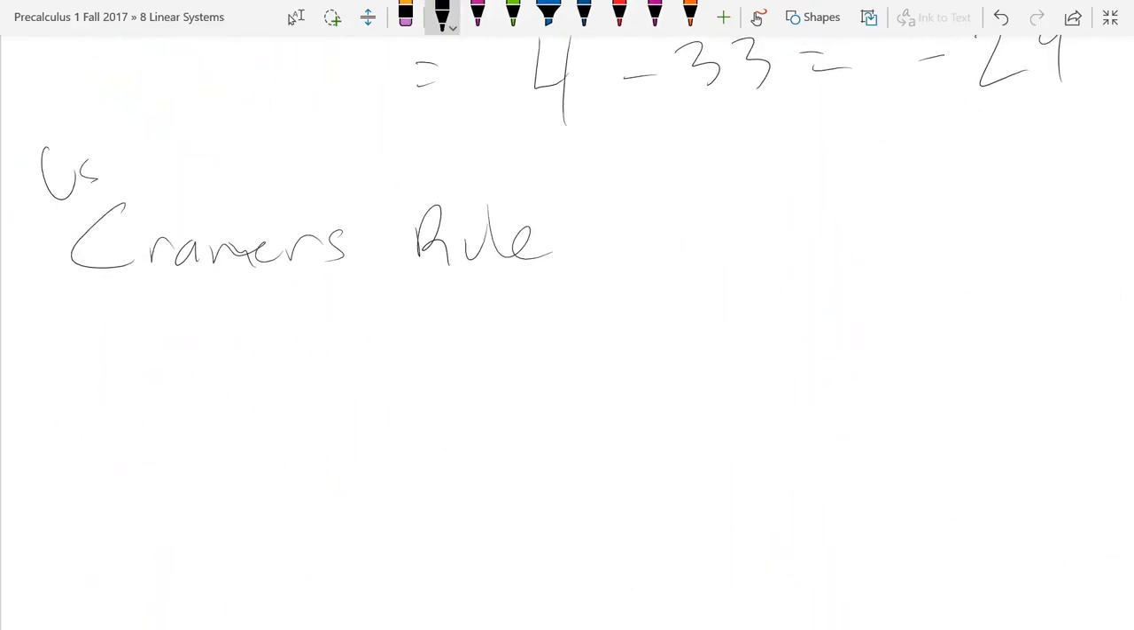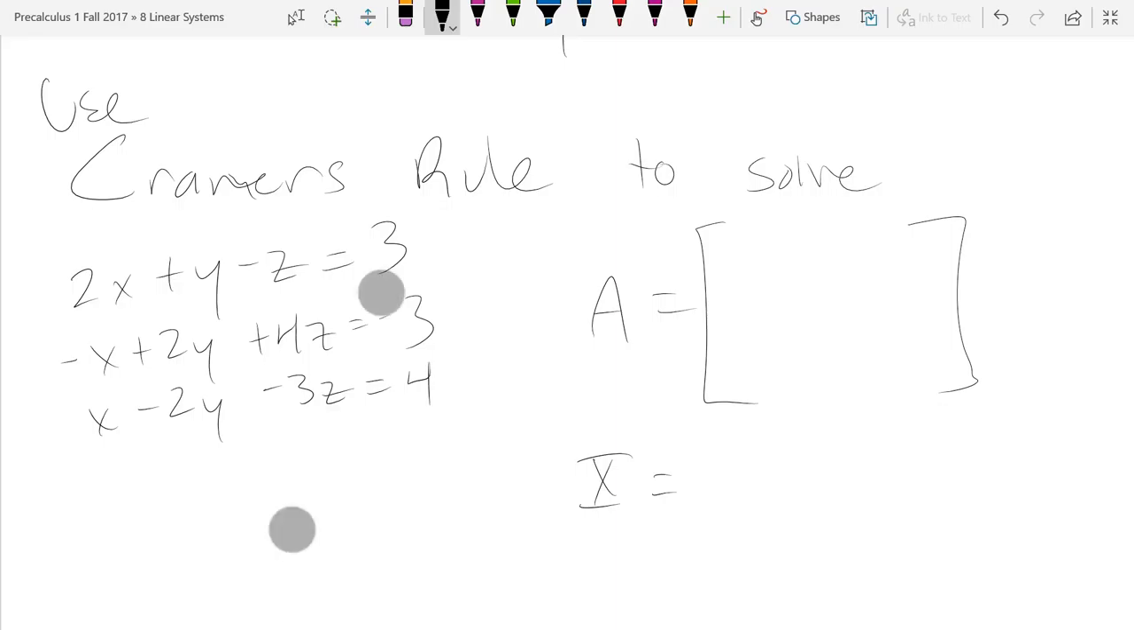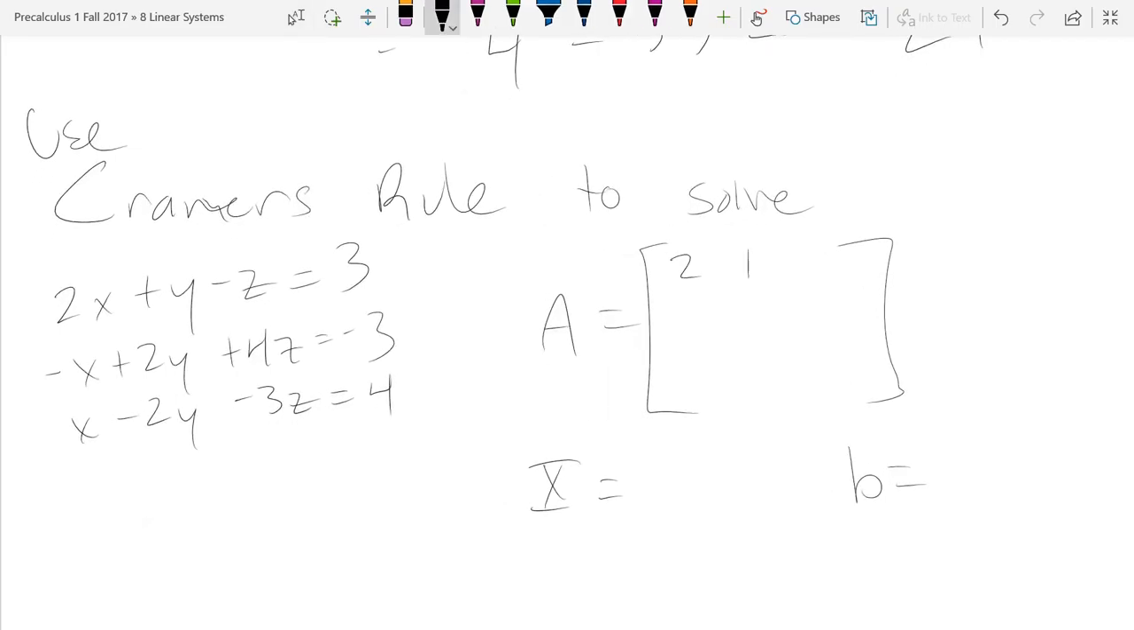All right, so we're going to use Cramer's rule to solve 2x plus y minus z equals 3. Minus x plus 2y plus 4z equals negative 3. And x minus 2y minus 3z equals 4. All right, for Cramer's rule, we have to write down the coefficient matrix, the variable matrix, and the constant matrix. So the coefficient matrix is 2, 1, negative 1, negative 1, 2, 4, 1, negative 2, negative 3.